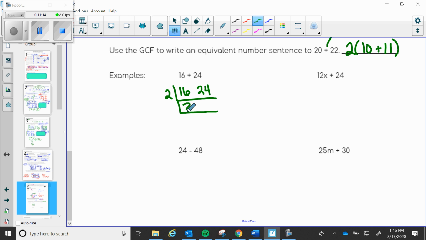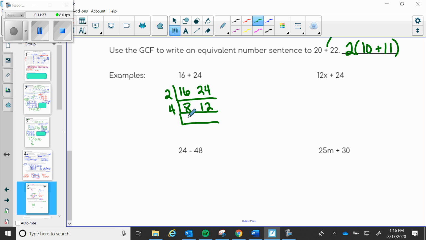16 divided by 2 would give me 8. 24 divided by 2 would give me 12. Now, I am going to go up a little bit on this one. I could take out a 2, but I know my multiplication facts, and I know that you could take a 4 out of both of these. They're both multiples of 4. So I'm going to take out a 4.